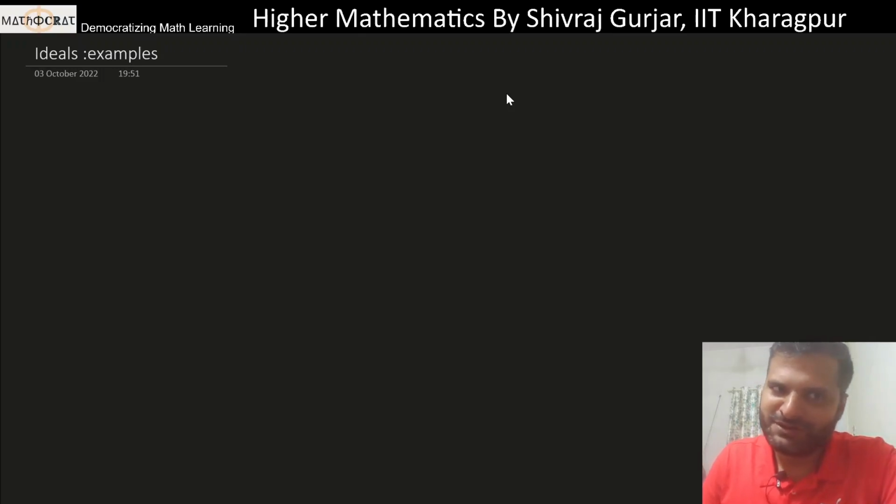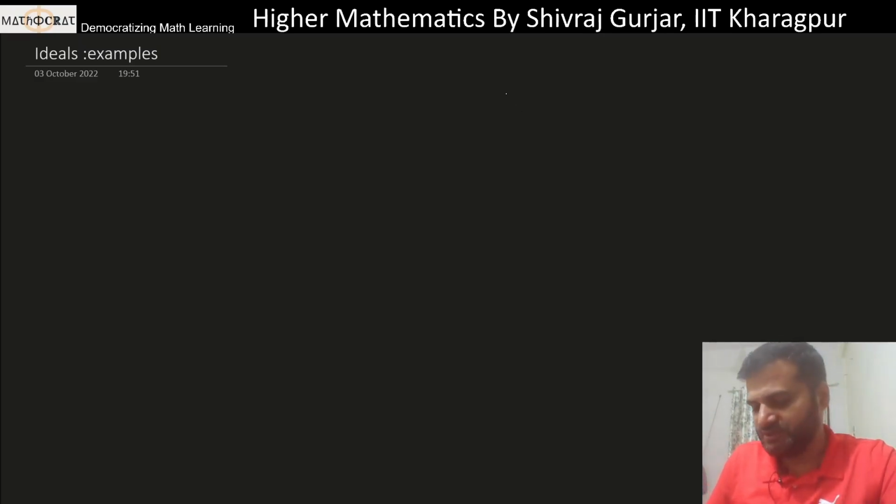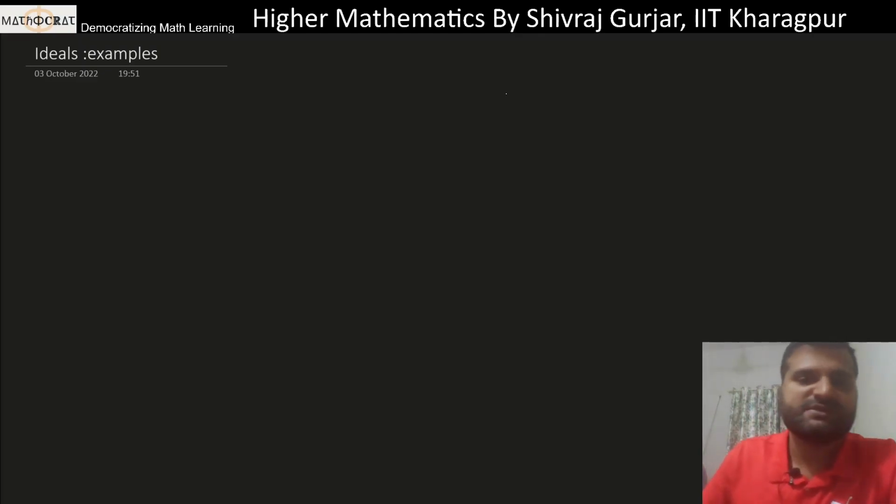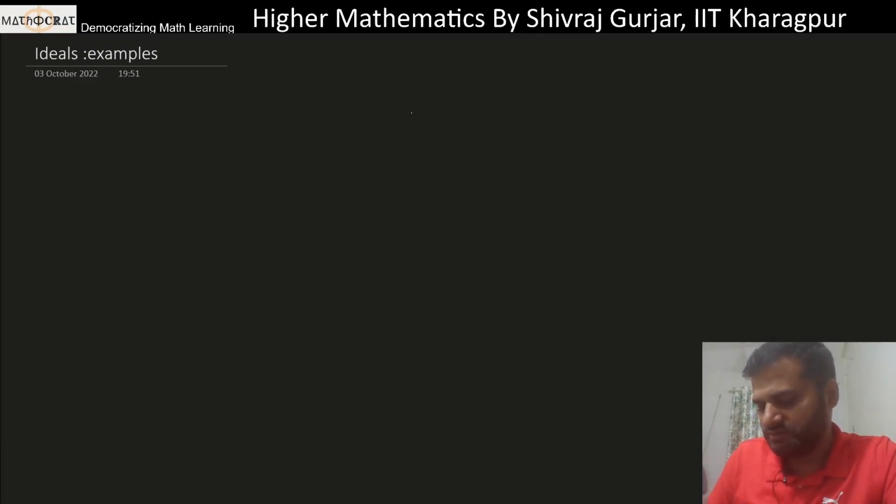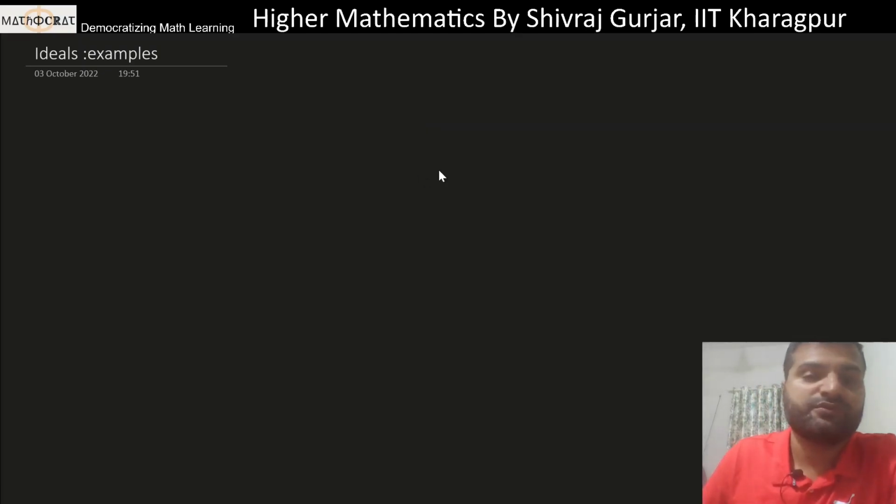Hello everyone. In last class we discussed ideals, the definition and related properties. In fact, we also saw that if there are two ideals, let us say I1 and I2, then their intersection is also an ideal. ठीक है? But their union might not be an ideal. ठीक है? जो यूनियन होता है आइडियल्स का वो एक आइडियल जरूरी नहीं हो. ठीक है?